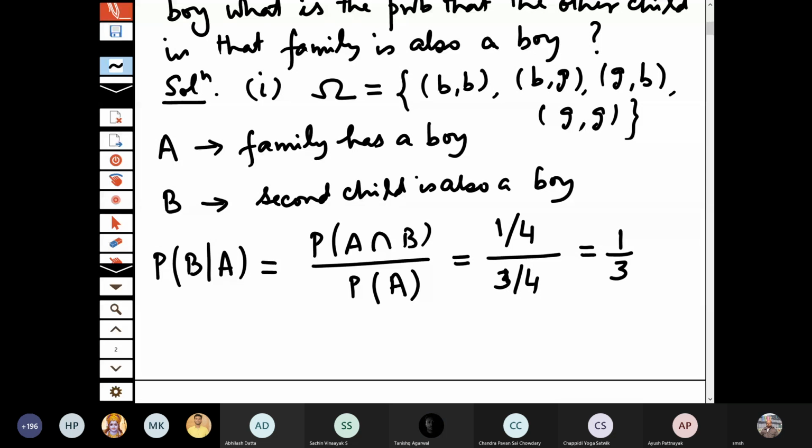No. Then I would not say that. I mean, if it has one boy, then the problem is shortened. If you say one boy, then it will become only BG and GB, so the probability will become half.